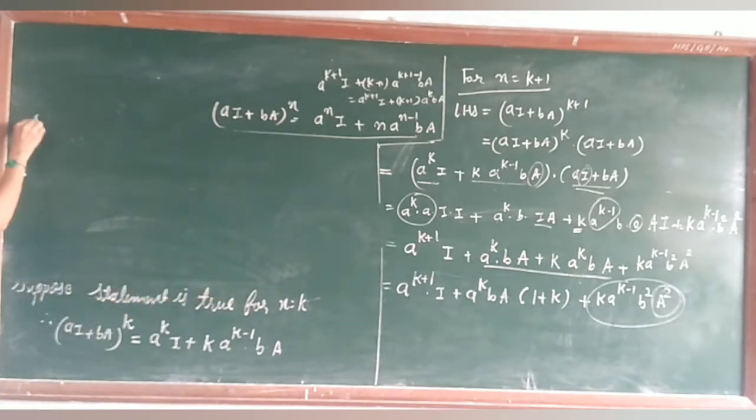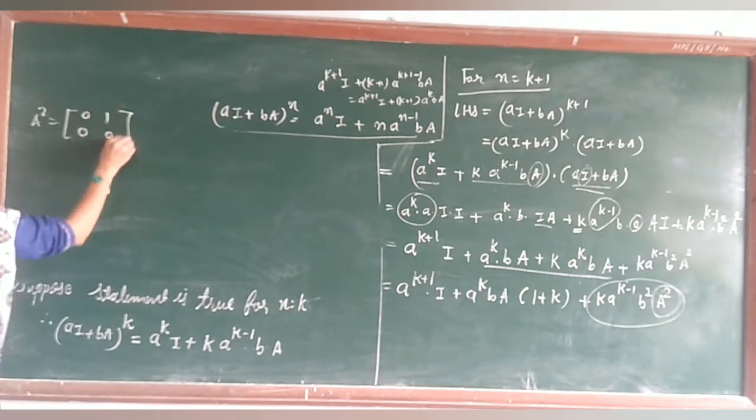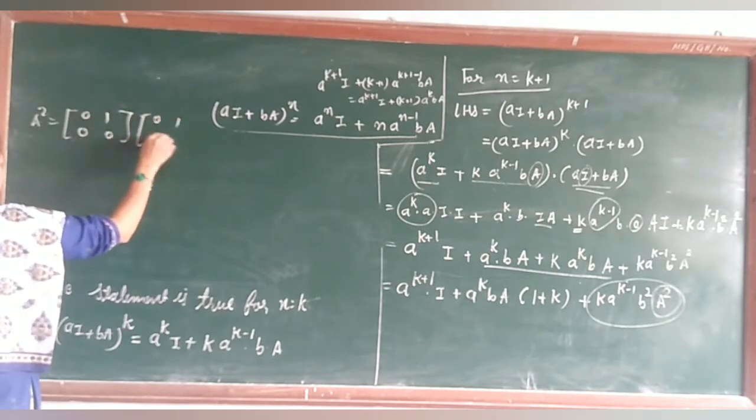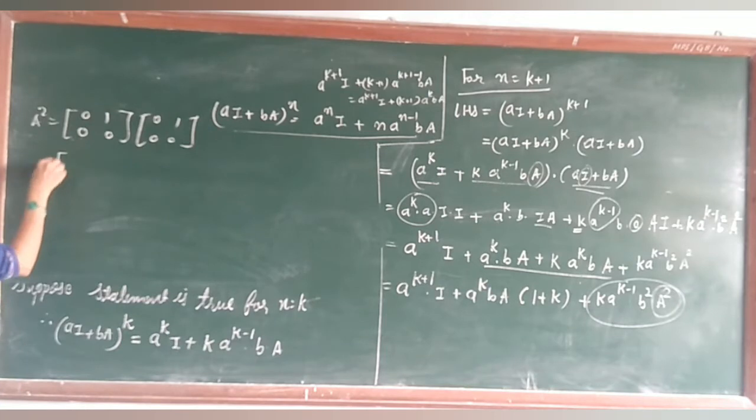So now let me see what is A square. A क्या था हमारा 0 1 0 0. So 0 1 0 0. Now students apply the product.